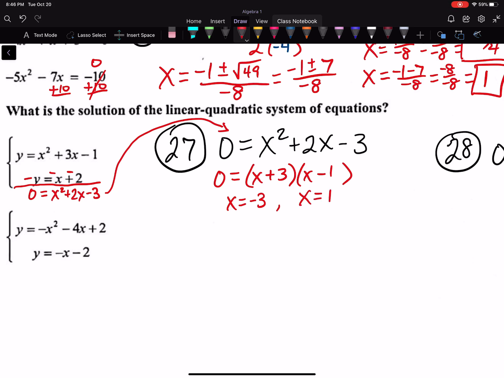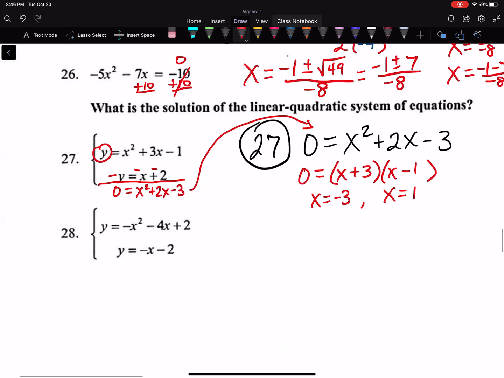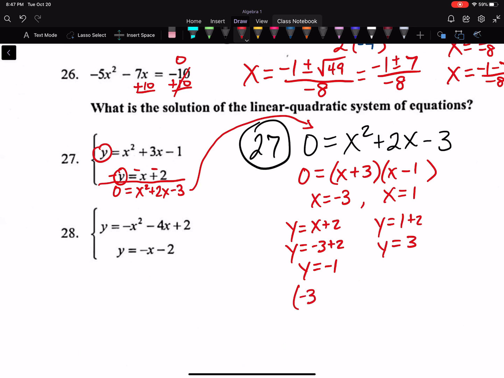However, don't forget on these problems you have a y as well. So I got to plug in these numbers to get y. So the original y was x plus 2. So when I plug in negative 3 plus 2, I get y equals negative 1. And when I plug in 1 plus 2, I get 3. So one answer is negative 3, negative 1. And the other answer is positive 1 and 3. Those are your two answers to your quadratic system.